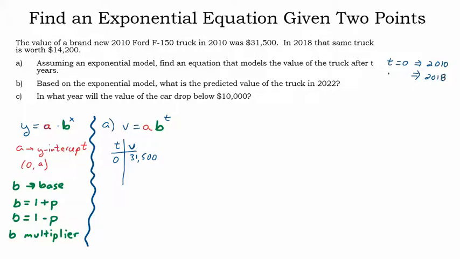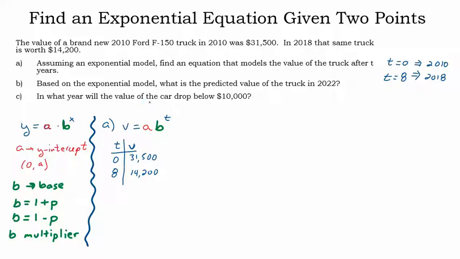And when, let's see, 2018, t would equal, hopefully you can see that would be 8, right? 8 years later. So t is 8, that's 8 years after 2010. The value of the truck is 14,200. This is a spot where students get a little messed up, is figuring out what this value of t equals 0 is going to correspond to.